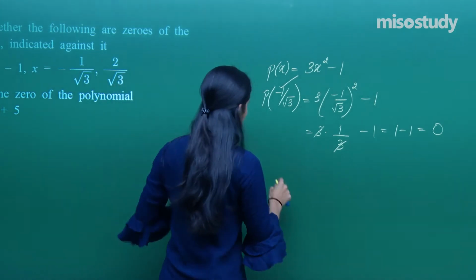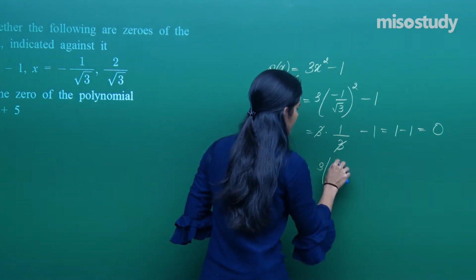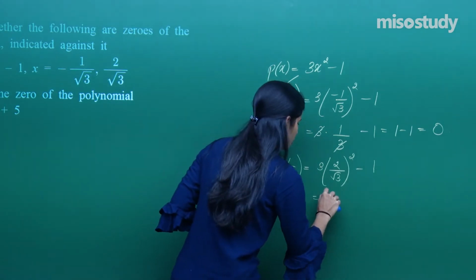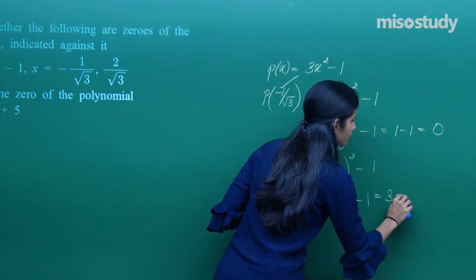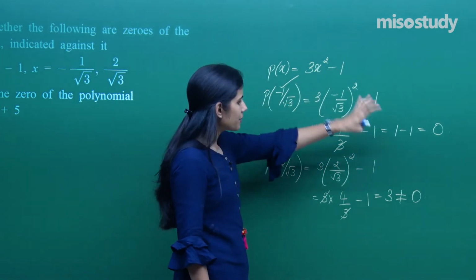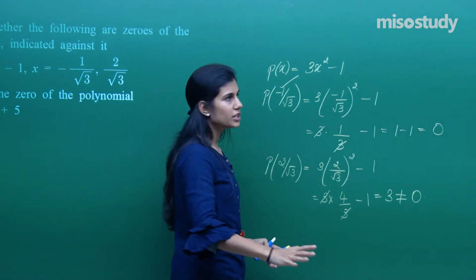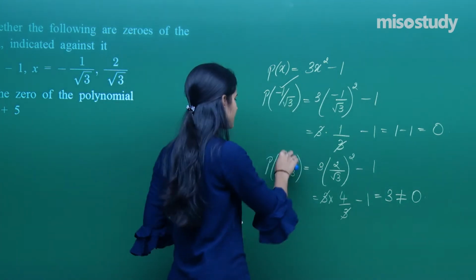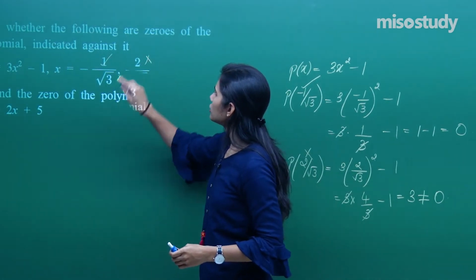But if I talk about 2 by root 3, in place of x if I put 2 by root 3, let's see what I am getting. 2 by root 3, the square, minus 1. So 3 into 2 square is 4, root 3 square is 3, minus 1. 4 minus 1 is 3, which is not equal to 0. In place of x when you put 2 by root 3, you get p(x) equal to 3 but not equal to 0. That means p(x) for x equals 2 by root 3 is not vanishing, but p(x) for x equals minus 1 by root 3 is vanishing. So minus 1 by root 3 is a zero of p(x) but 2 by root 3 is not. Out of these two values, this is a zero, this is not a zero.